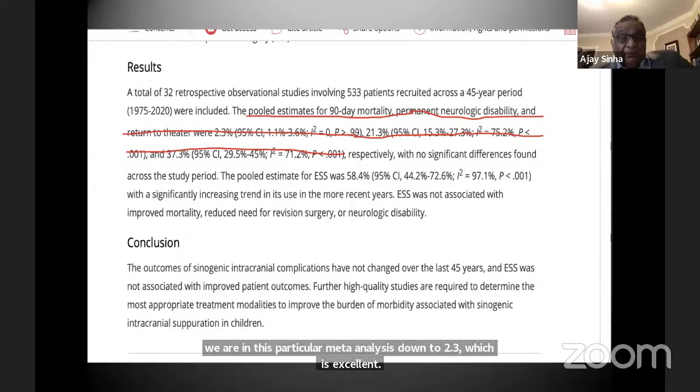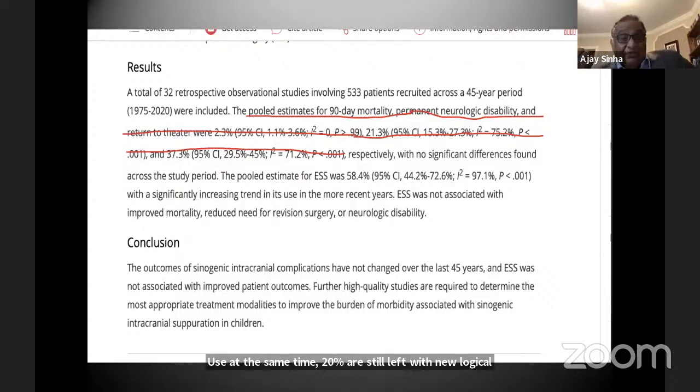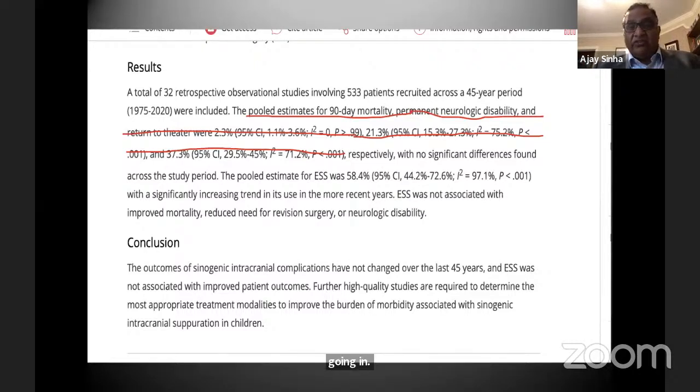At the same time, 20% are still left with neurological disability, and there is a 30 to 40%, that is nearly 40%, chance of return to theater. So some good things, some not so good things. The return to theater is one thing we are mentally prepared for. Going in again, if there is a residual collection or the child is not doing well or the CRP still remains high, is not a bad thing.